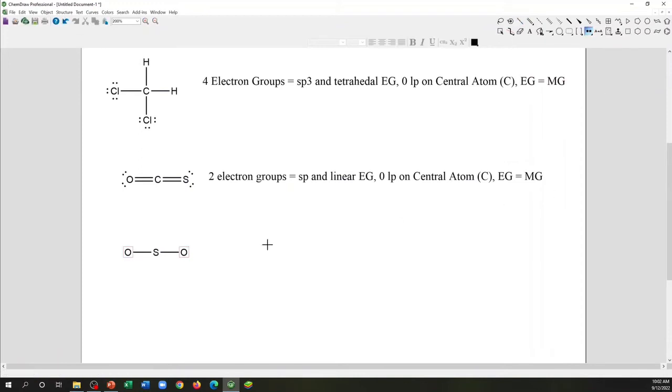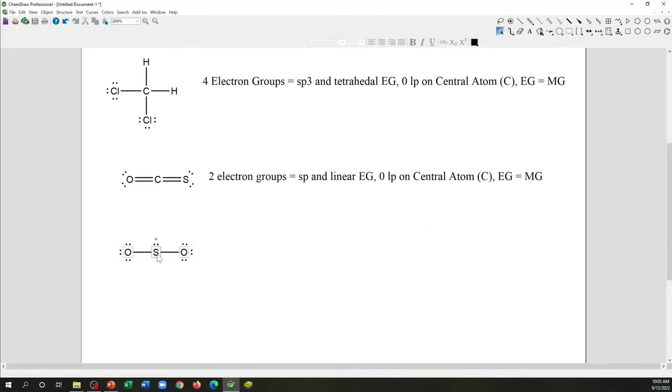The total number of valence electrons, I need to count that up. So sulfur has 6 valence electrons, so do both oxygens. So that's 18 total valence electrons. I've spent 2 here and 2 here making the bonds, so I'm down to 14 valence electrons left. I'll put 2 there, 2, 4, 6, 8, 10, 12, 14. I've spent all 14 of my valence electrons.